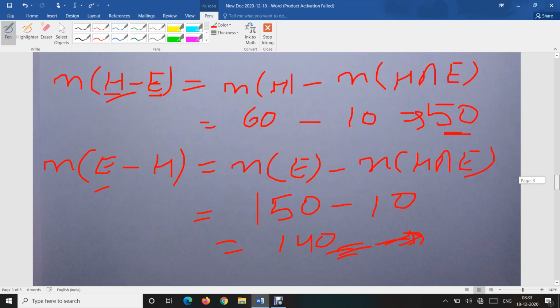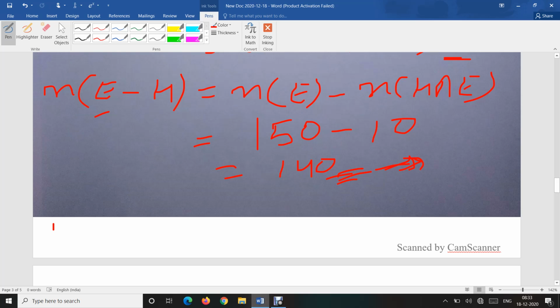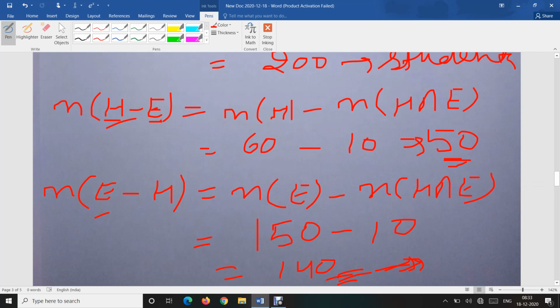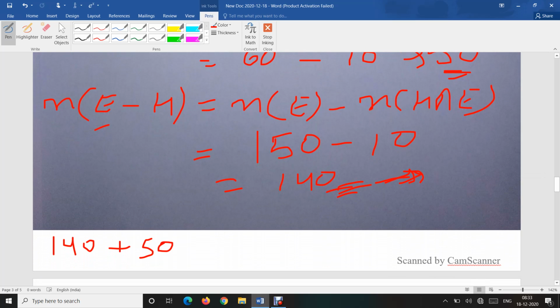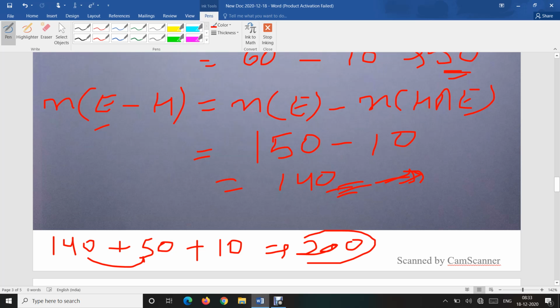Now you can check it. You have 140 only English plus 50 only Hindi and plus common is 10. So now 140 plus 50 is 190 plus 10 is equal to 200, and also A union B is 200, so it is the verification also.